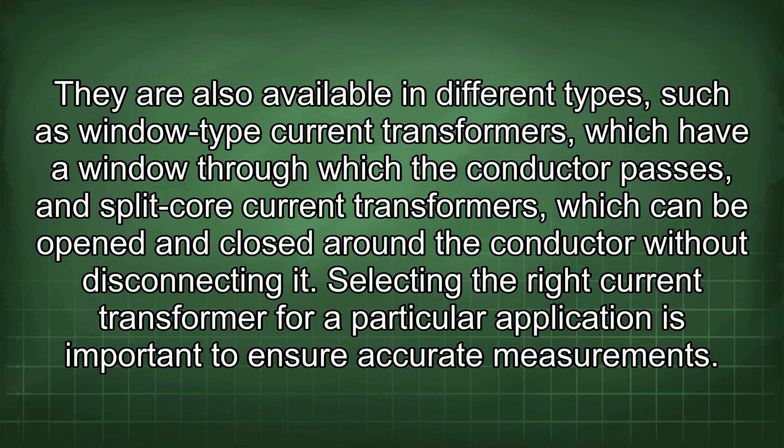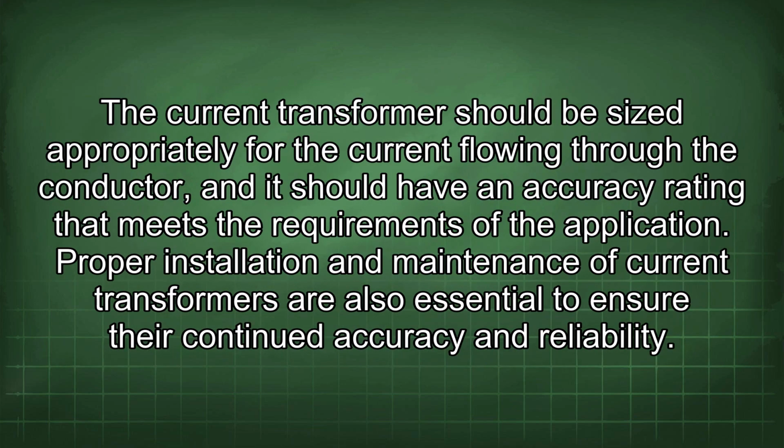They are also available in different types, such as window-type current transformers, which have a window through which the conductor passes, and split-core current transformers, which can be opened and closed around the conductor without disconnecting it. Selecting the right current transformer for a particular application is important to ensure accurate measurements. The current transformer should be sized appropriately for the current flowing through the conductor, and it should have an accuracy rating that meets the requirements of the application. Proper installation and maintenance of current transformers are also essential to ensure their continued accuracy and reliability.